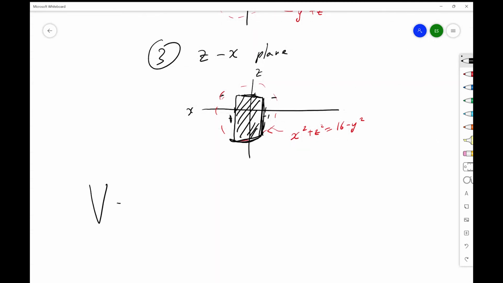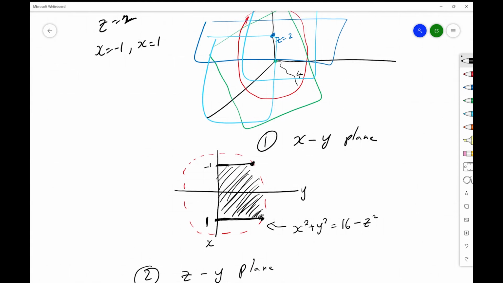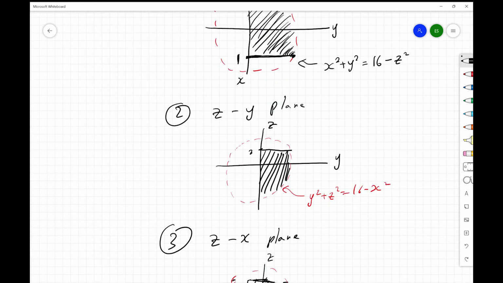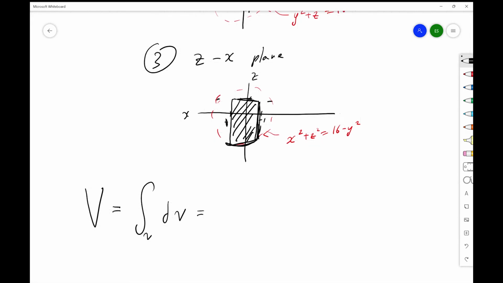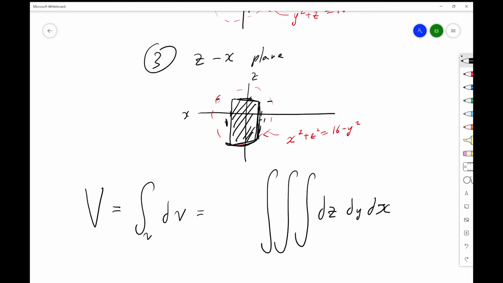This is going to be a volume integral. You're finding a volume. So we said we're integrating unity over the whole volume. And this is really the trick here for finding the volume: determining the limits of integration. This is a problem of finding the limits of integration. So this is going to be really dz, dy, dx. The question is now, what are the limits of integration? Where does z go from, right?